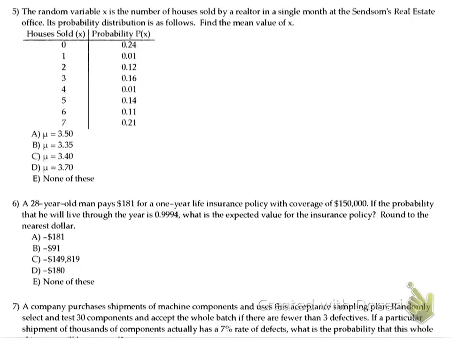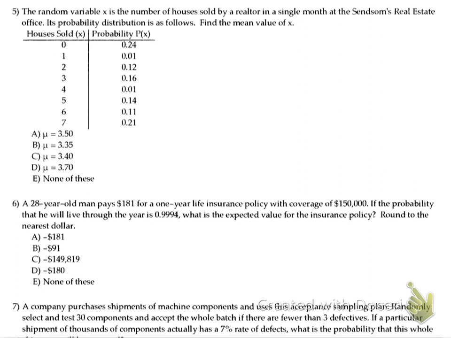All right. Okay, so number 5. The random variable X is the number of houses sold by a realtor in a single month at the Send-Sums real estate office. Its probability distribution is as follows. Find the mean value of X. How do we do that?